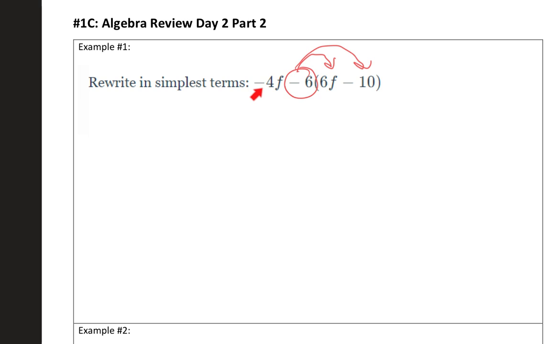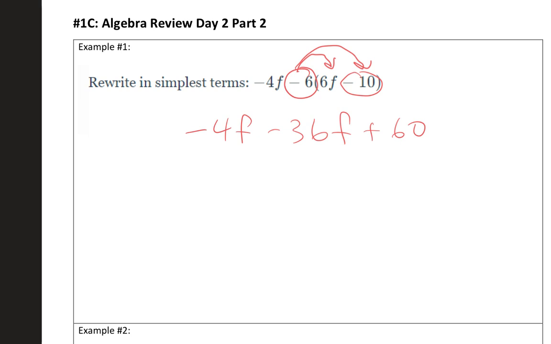So let's work from left to right, right? This -4f is in front of that. That's not going to be multiplied times that. So we're just going to bring down that -4f right there. Okay, so now let's do the multiplication. -6 times 6f gives us -36f. Okay, now we have -6 times -10, right? So a negative times a negative gives us a +60.